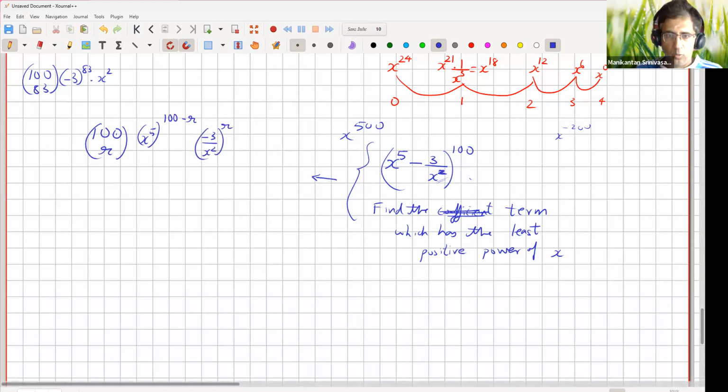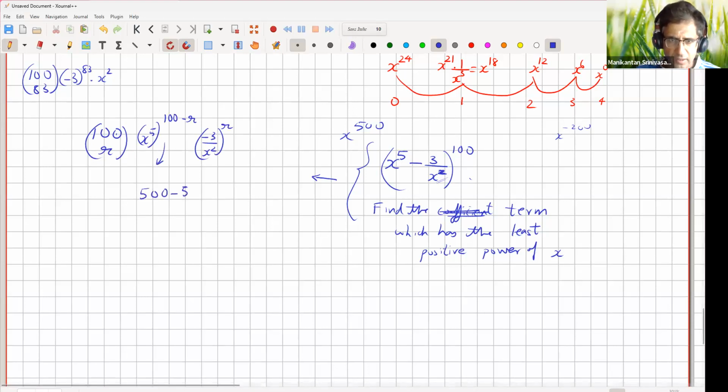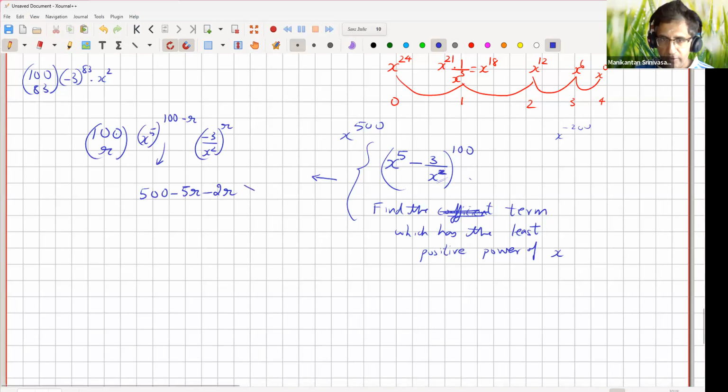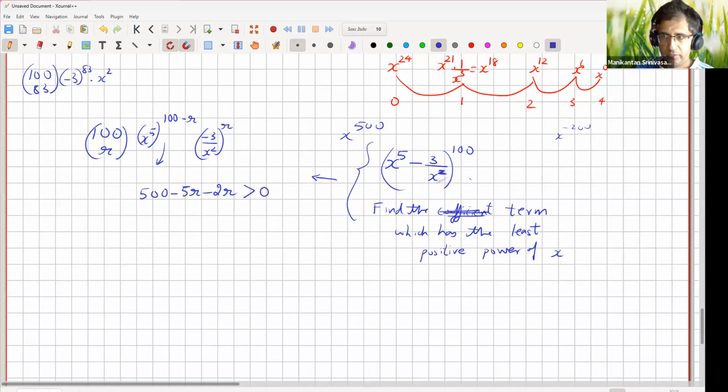Now, if you just forget the numbers, if you just focus on the power of x, what is the power of x here? It's 500 minus 5r. And then here it is minus 2r. So 500 minus 5r minus 2r. So this is the power of x. Obviously, when r equal to 0, it starts off with 500. We want this to be a positive power.